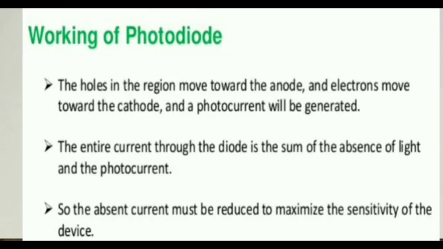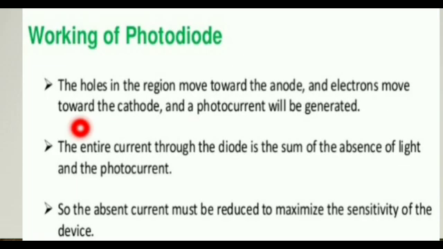Continuation. The holes in the region move towards the anode, and electrons move towards the cathode, and a photocurrent will be generated. I said electron-hole pairs are created, no? So the holes move towards the anode and the electrons move towards the cathode. Due to that, a photocurrent will be generated.